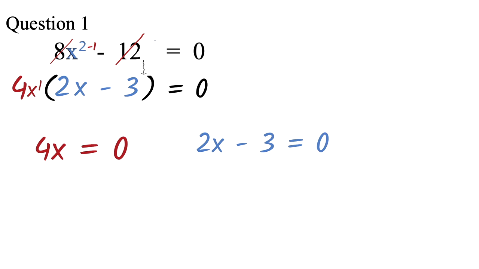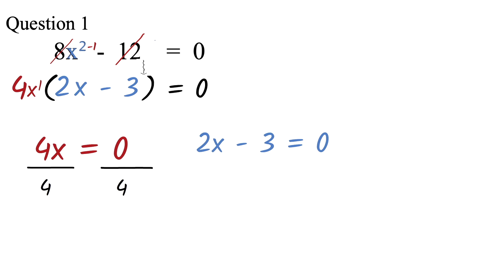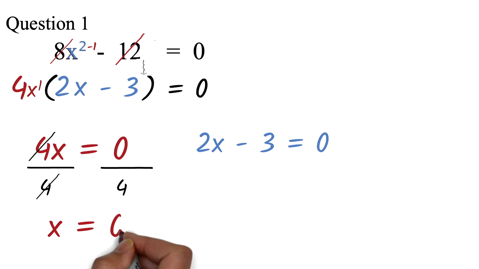We solve for x in both equations. Divide both sides by 4. The 4 will cancel out. 0 divided by 4 is 0, meaning x equals 0.